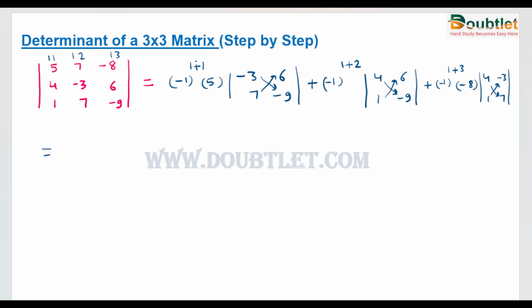Minus 1 to the power 1 plus 1 will become 1. So it will become 5 multiplied by minus 3 into minus 9, which becomes 27, and this will become minus 42. It will become minus because minus 1 cubed is minus 1, and we forgot to write 7 here. So if we multiply this, this will become minus 36 and this will become minus 6. Here we will get minus 8, because minus 1 to the power 4 is 1, and minus 8 multiplied by 1 is minus 8.